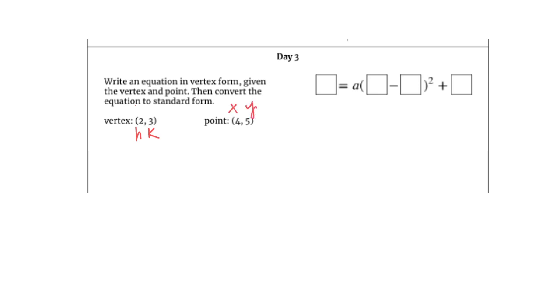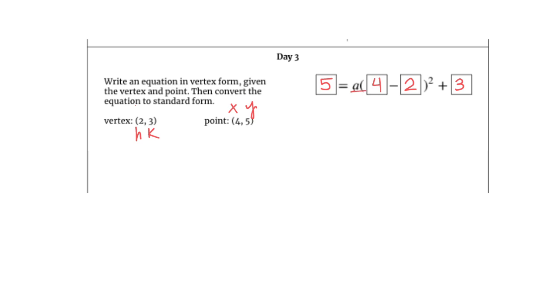So once we have it labeled, then we will plug it into this vertex form. So y always goes first, so my y is 5, so that's what I put here, equals a times x. X is 4, minus h, which is 2, and that's squared, and then we add our k value, 3. So once we've plugged in our numbers, now we will simplify so we can solve for this a value here.